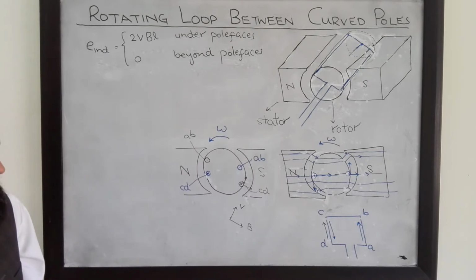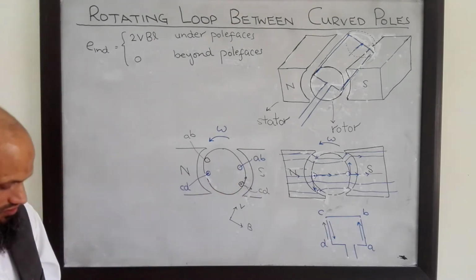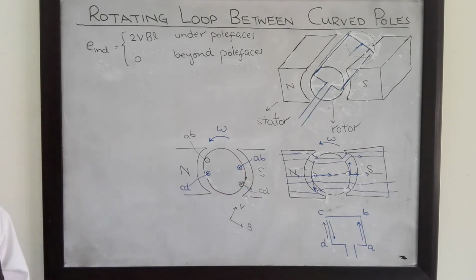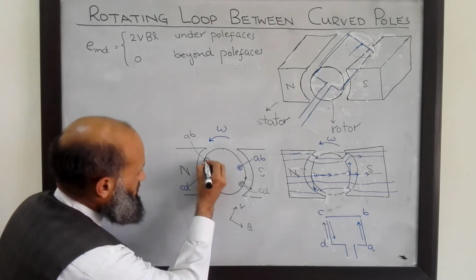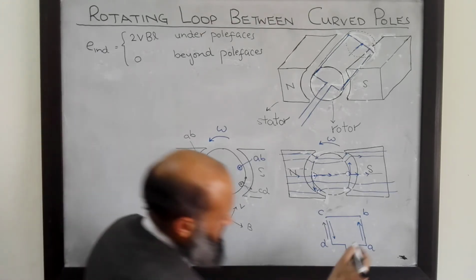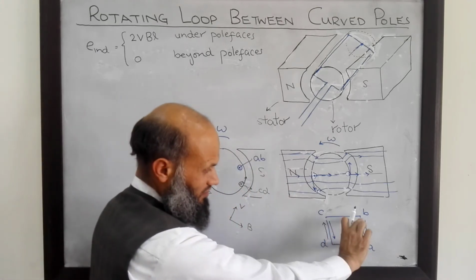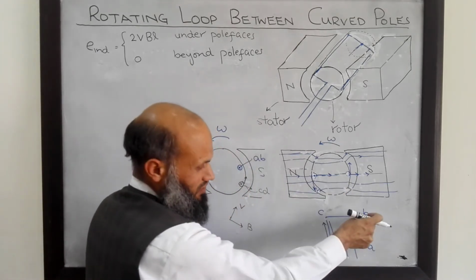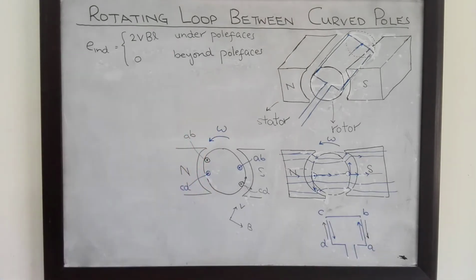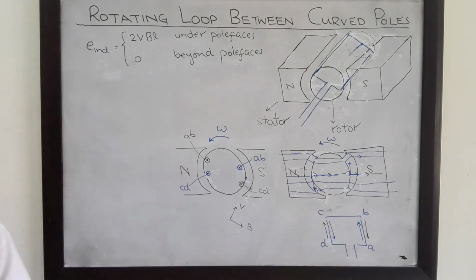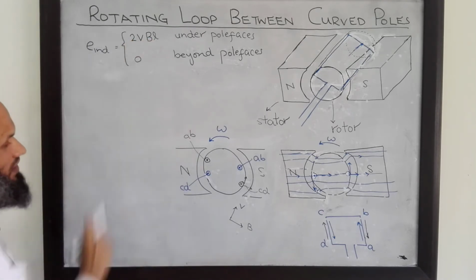Similar will be the situation with conductor AB. Previously it was into the surface of board. Now it will be out of the surface of the board. That is, this will be the polarity of the induced voltage. That is, the current, if allowed to flow due to induced voltage, will flow from B to A. So again, this voltage source and this voltage source are in series and add up. So the magnitude of total voltage is again 2VBL.